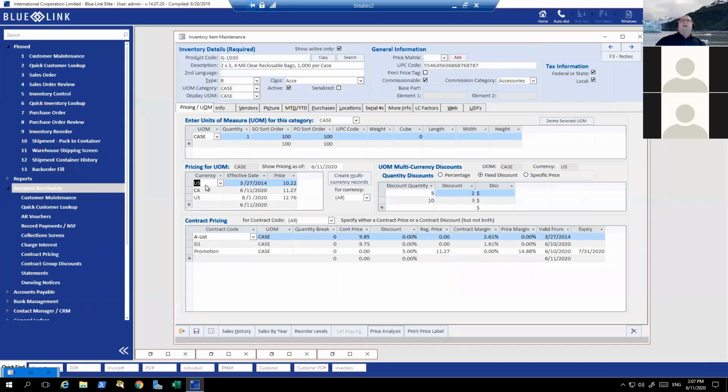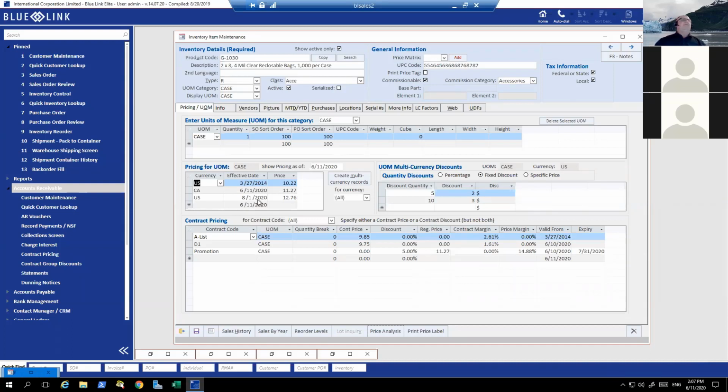There are multiple currencies that you can see here. I have a US and Canadian set up. You can also see here that I have another US currency set up, and the effective date is August 1st. The system allows me to set up a specific price in the future.